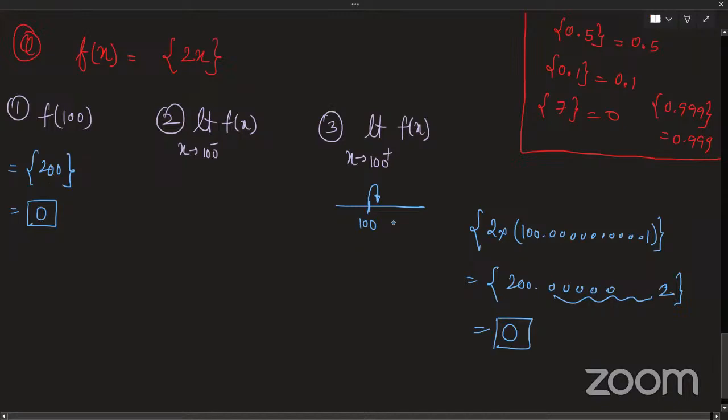Because it is very small. I don't know how small it is. So the limiting value will go to 0. Fine, everyone? Yes, sir.